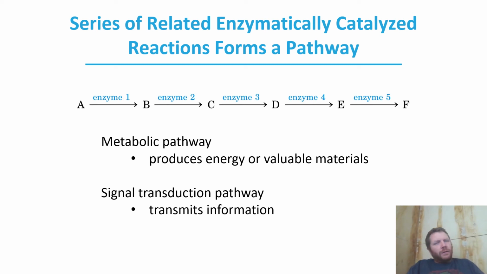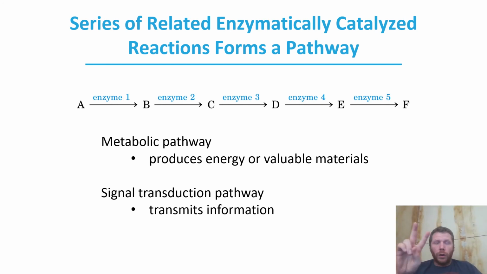We will not get too far into metabolic pathways in this course. That's really reserved for a metabolism class. But to sum them up, essentially what you have is a series of related enzymatically catalyzed reactions. If you look at this display right here, it shows reactant A ultimately ending up as product F. And in that process, we have a series of enzymes that will produce intermediates that are then used for subsequent steps.